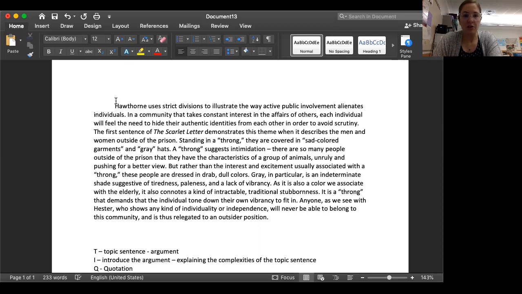All right, a couple things I want you to notice. I've got an argument here: the active public involvement alienates individuals. That's an argument that I feel like this text has. I explain what that argument means here. I kind of introduce my quote a little to make it flow into my paragraph. I don't want to just drop a quote in there. And then I've got my quote, and you'll notice that I only quote one or two words, and then the rest is me paraphrasing in my own words. And I think that flows better. So as a teacher, that's one of the things I'm looking for. And then all of this is analysis about how these words help to prove this argument.